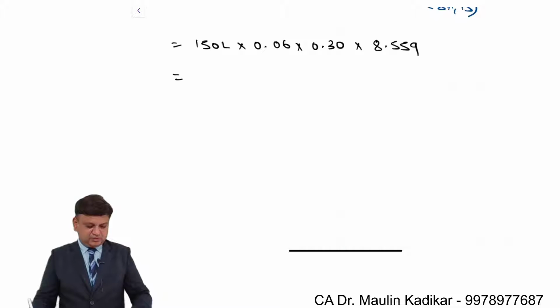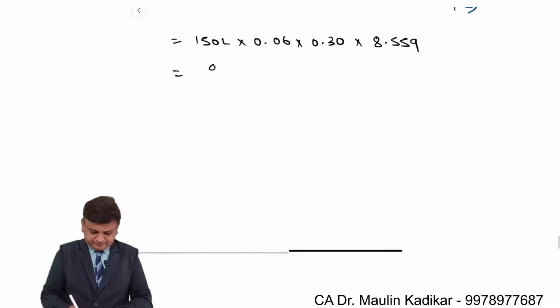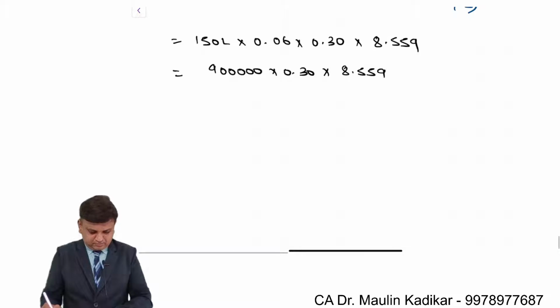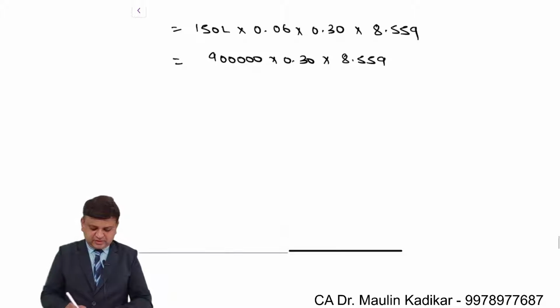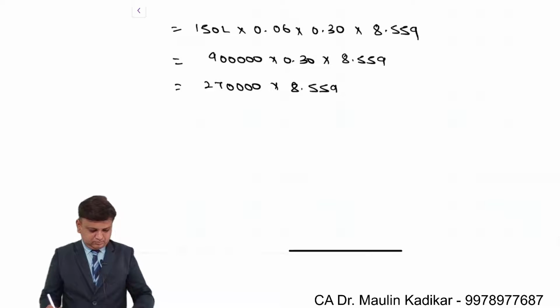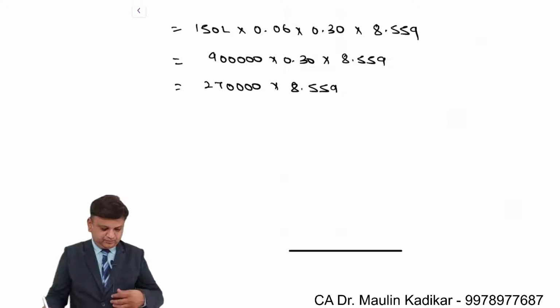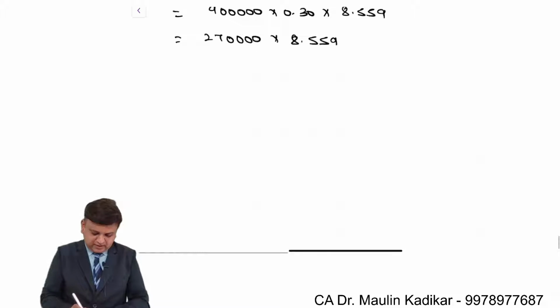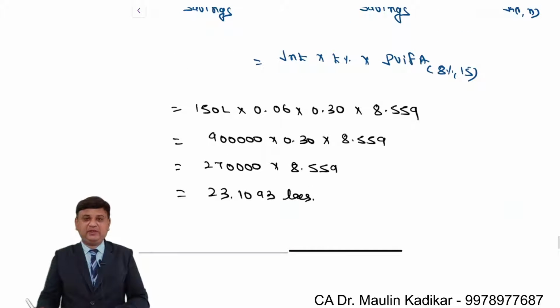So 150 lakhs into 6 percent, that is 9 lakhs. Nine lakhs into 0.3 is 2,70,000. Multiplied by 8.559, so 23.1093. This is the present value of interest tax saving.